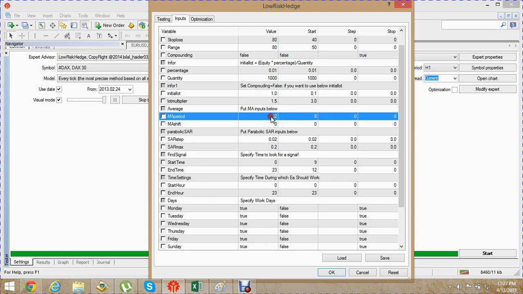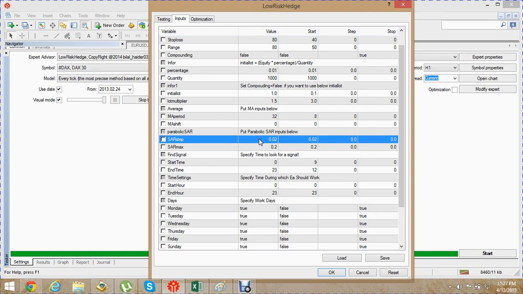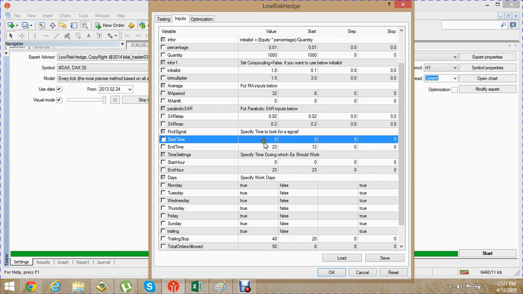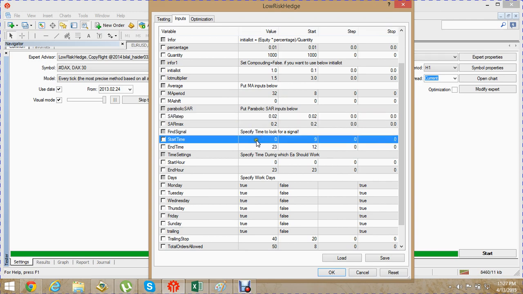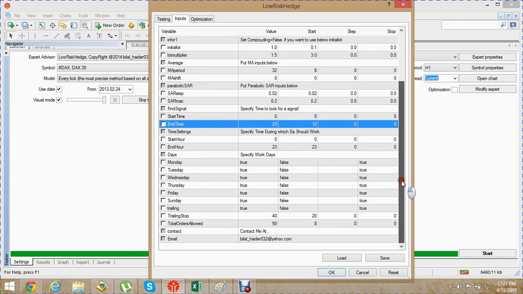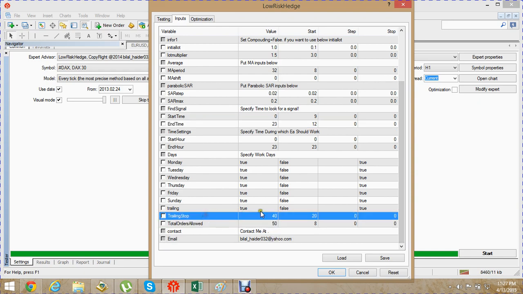I'm using these two indicators to trigger my trades. The first one is a moving average with period 32, and the second one is Parabolic SAR with default settings. Currently I'm using it all the time basically. Whenever it finds a signal based on these two indicators, whether to place a buy or a sell trade, it starts trading. So there is no specific time for this particular EA, but you can obviously set it using these two variables.